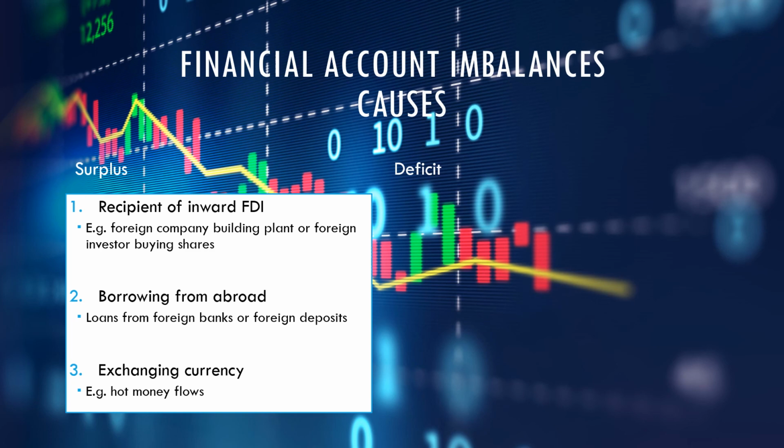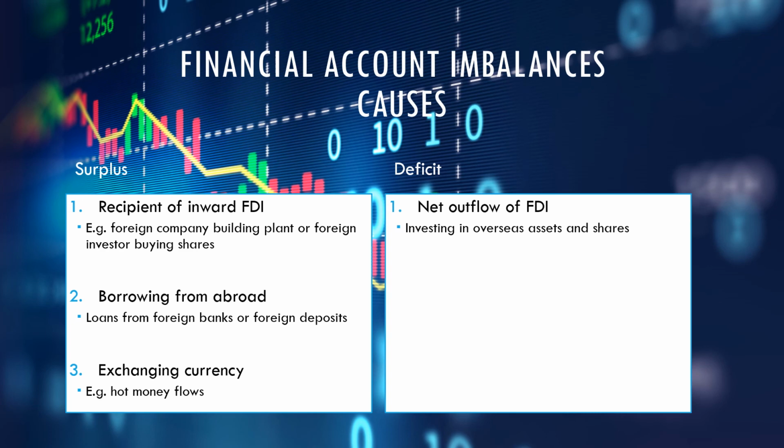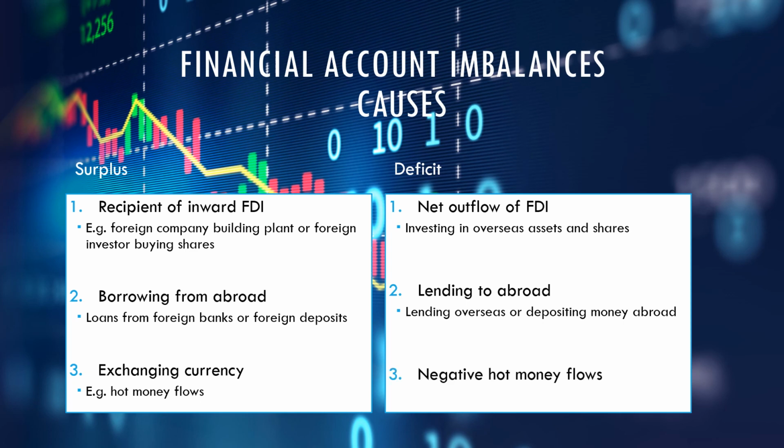Also, exchanging currencies, so people just moving wealth between currencies. For example, hot money flows coming into the country would be a source of financial account surplus. So the deficit really is the opposite. If we have a deficit on the financial account because we have a current account surplus, effectively that means money is leaving the country. So maybe we have a net outflow of FDI. We do more FDI abroad than people are doing within the country, so investing in overseas assets and shares. Maybe we're doing more lending abroad than borrowing from abroad. Maybe negative hot money flows. These would all be causes of financial account deficits.